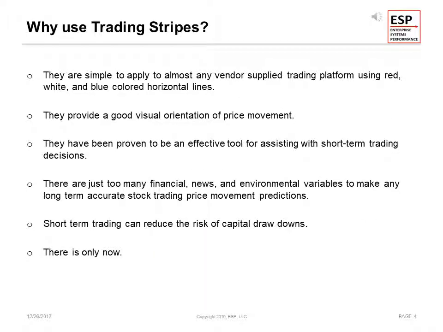So why use trading stripes? Well, they're simple for the novice to apply to almost any vendor-supplied trading platform using red, white, and blue colored horizontal lines. They provide a good visual orientation of price movement over yesterday and today. They've been proven to be an effective tool for assisting in short-term trading decisions, and really there are just too many variables, financial, news, environmental, to make any long-term accurate stock trading price movement predictions, especially in today's market.